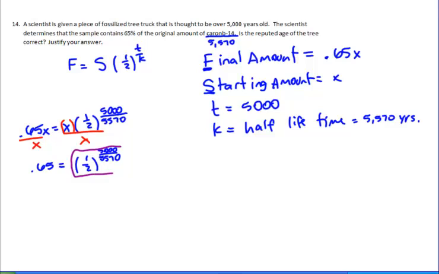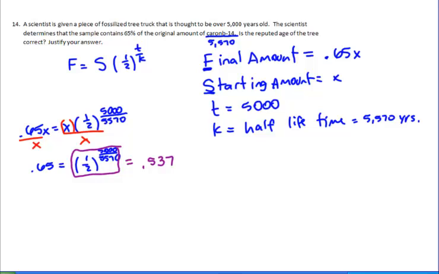When I punched it into my calculator, I got 0.537. So what this is telling me is that something is incorrect with the age of the tree. Because based on the information that I've been given about the tree, which is that it's about 5,000 years old, I should only have about 53% of my original sample left. So I've got more than that, which would indicate that the tree is not as old as 5,000 years.